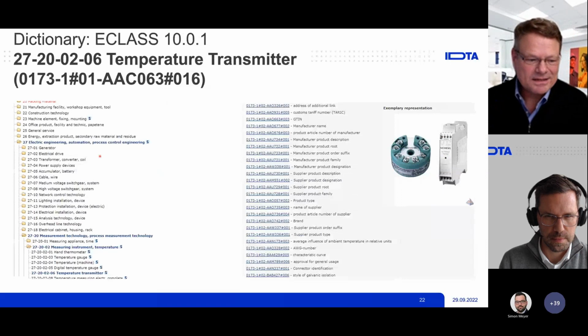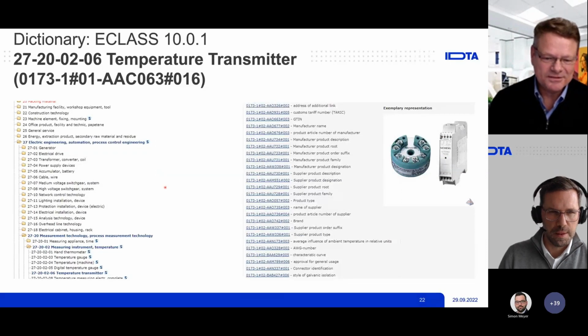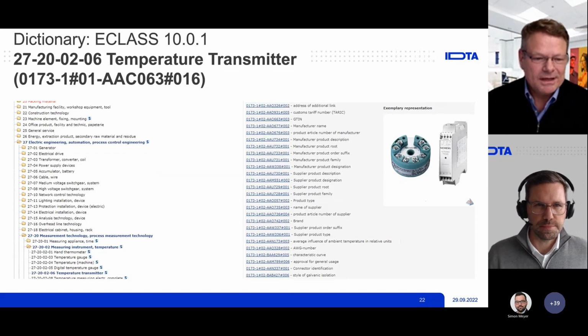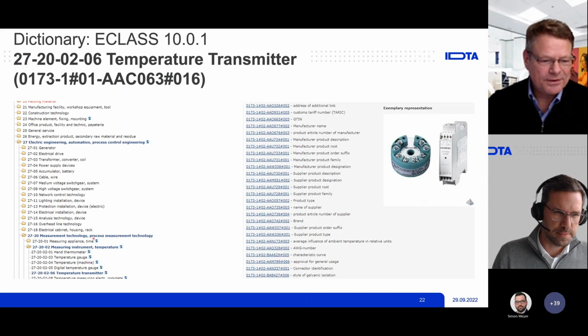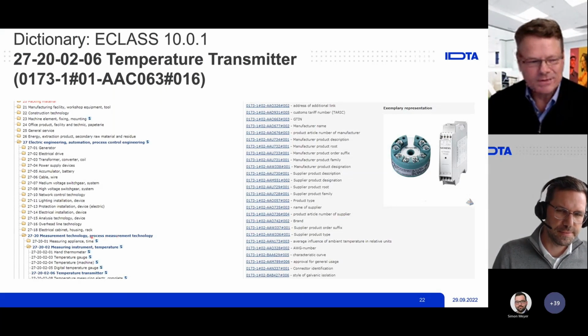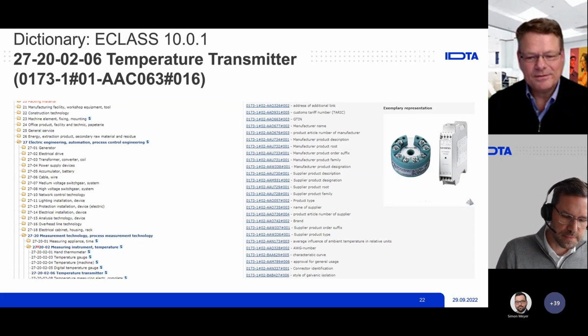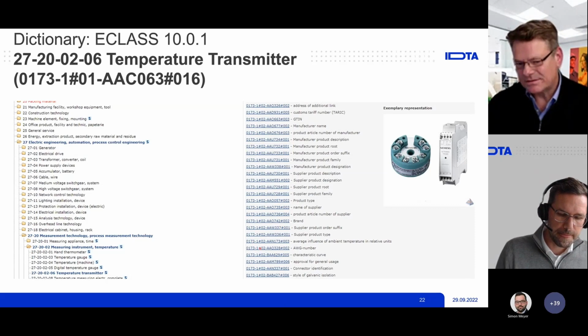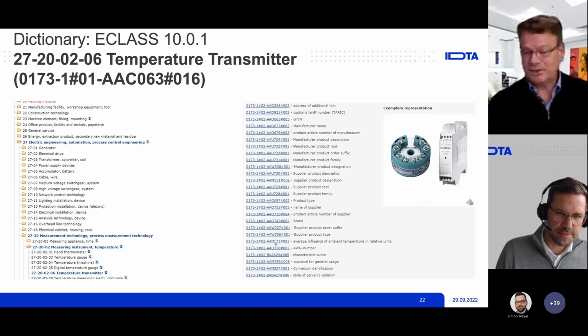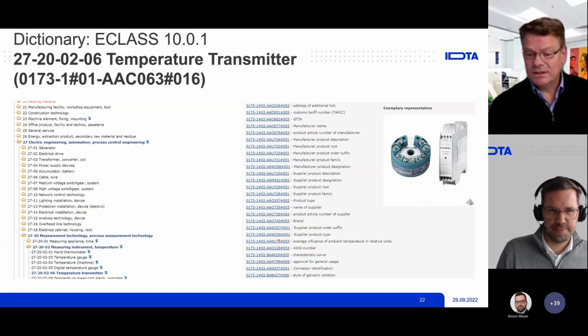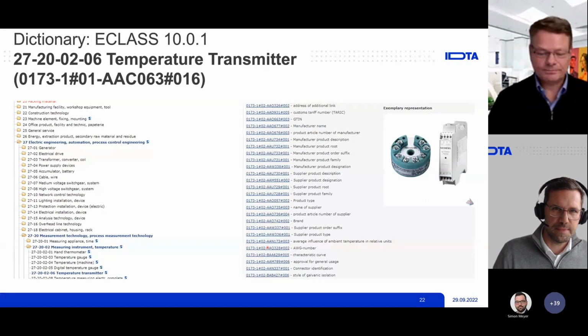Maybe you know eCl@ss, that is the dictionary that we are using. It's a very comprehensive dictionary. And if you look at one of the product types that are described there, you can see that the product type has a coded identifier, and each of the properties that could then go into a submodel would also have a machine-readable number. So, for example, the American wire gauge, which goes into the connectors here, that would be this symbol. You would know which cable can go there.